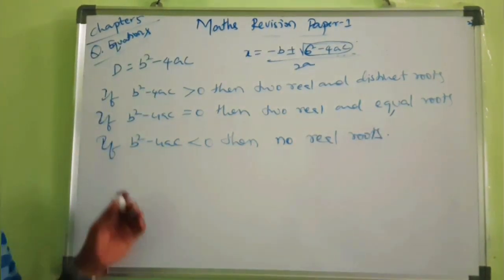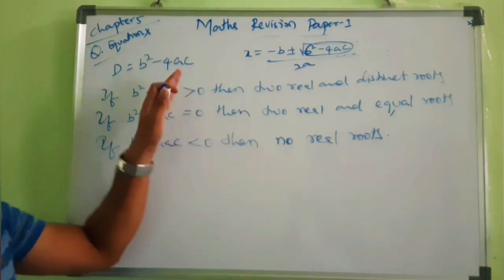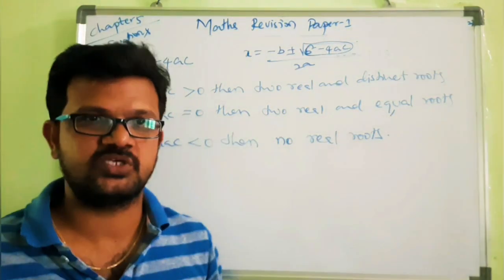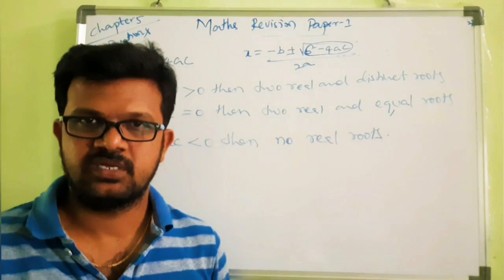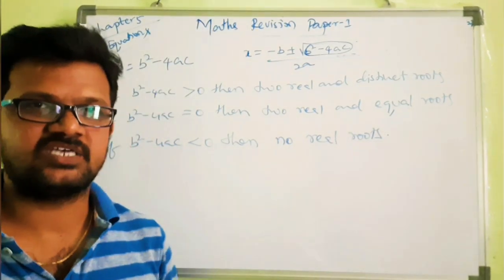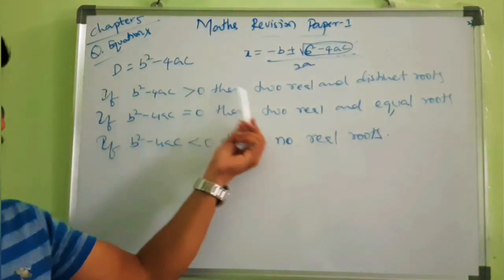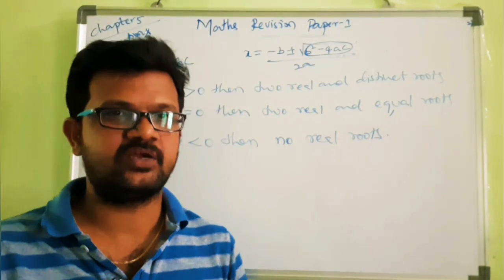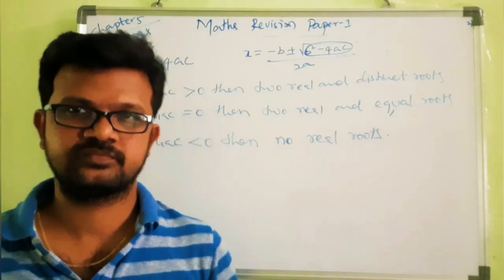Based on the discriminant we can find the nature of the roots, and we have solved sums on this also. You can watch our previous videos. These are the 5 chapters. In this chapter also, this is a 2 marks question, very important. Practice well. If you have any doubts, you can ask in the comment section.